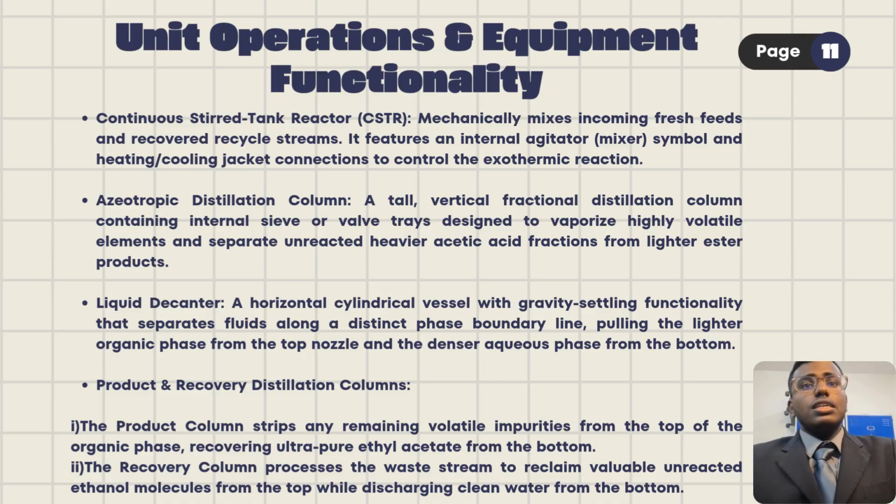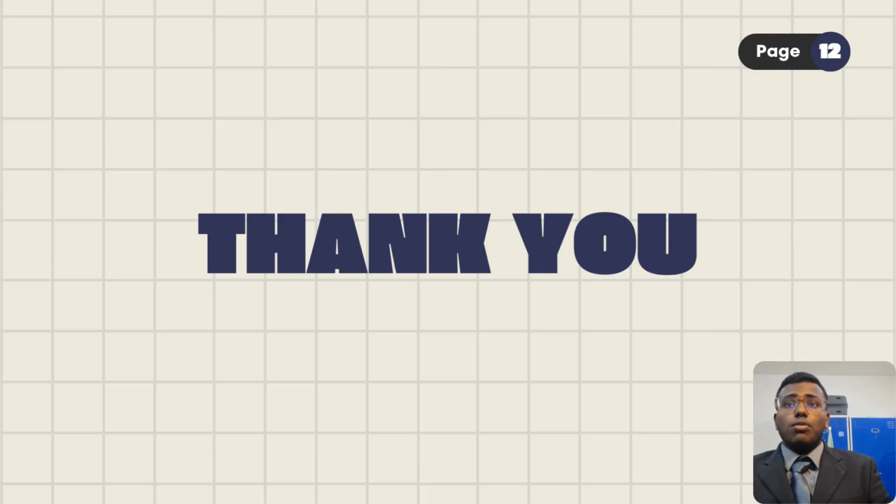In conclusion, these unit operations work together to ensure efficient production, high product quality, and reduced waste through material recovery and recycling. That concludes our presentation on the production process and equipment functionality of ethyl acetate manufacturing. We hope this presentation has provided a clear understanding of the process, key unit operations, and their importance in ensuring efficient and sustainable production. Thank you for your attention.